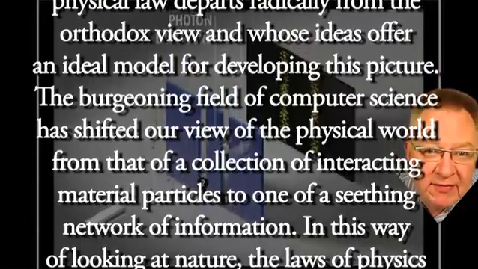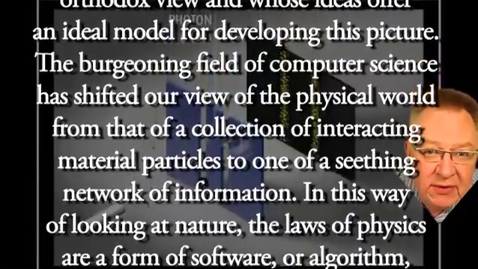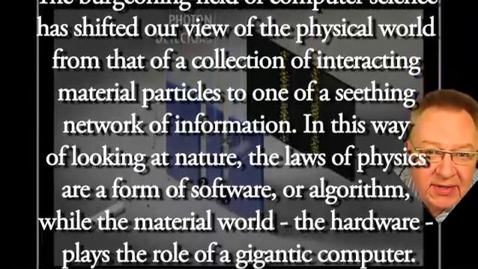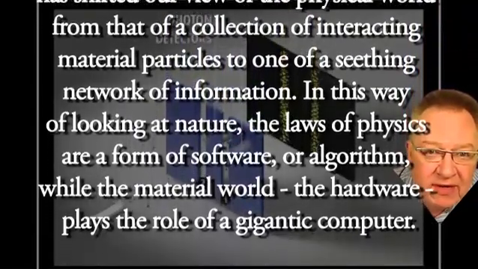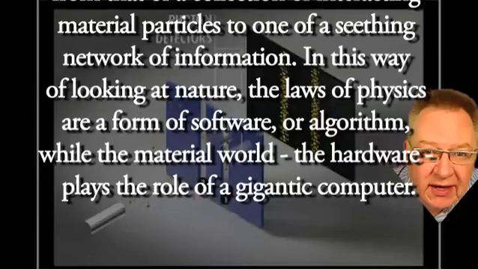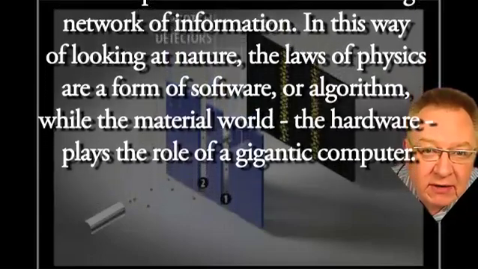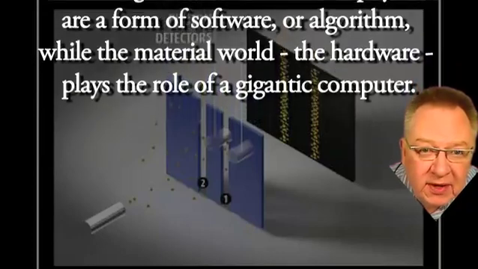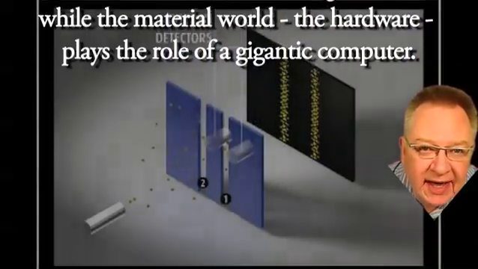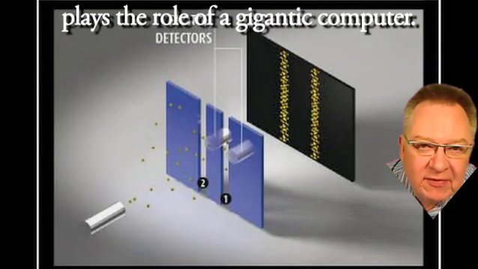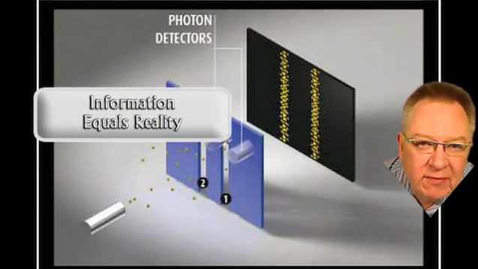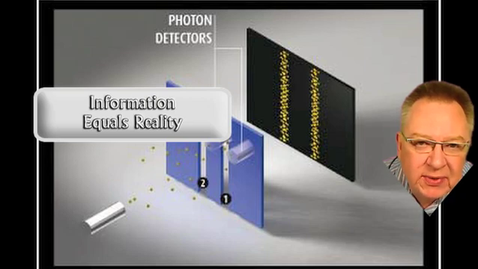The burgeoning field of computer science has shifted our view of the physical world from that of a collection of interacting material particles to one of a seething network of information. In this way of looking at nature, the laws of physics are a form of software or algorithm, while the material world, the hardware, plays the role of a gigantic computer. Does this sound familiar? Regular readers of this blog will recognize this constantly recurring refrain: information equals reality.